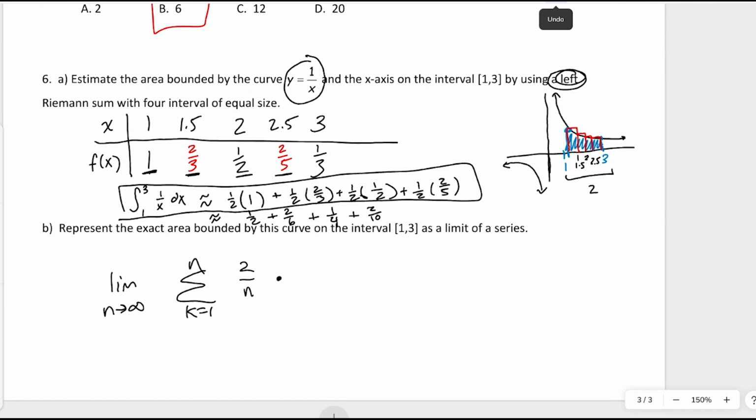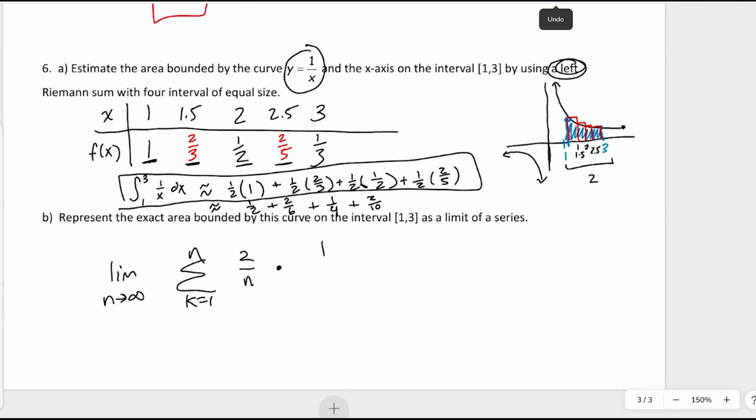And then the height is going to be 1 over the x. We've done a bunch of these now where the x we're going to represent, because we want to start at 1, is 1 plus, then we want to increment over like a half step each time. So 1 plus 2 over n k.